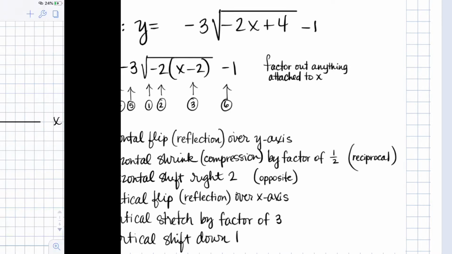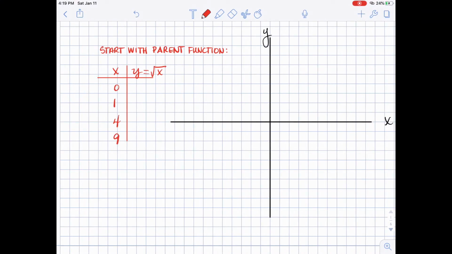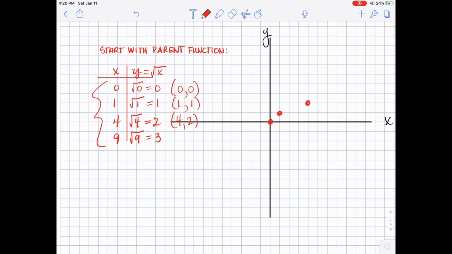So let's get started graphing this. First, we want to start with the parent function. I chose numbers that are perfect squares so that we would get nice numbers, and the square root of each one is as shown. Then we take the x value and the resulting y value and make ordered pairs out of them. So 0 gave us 0, 1 gave us 1, 4 gave us 2, and 9 gave us 3. I'm plotting these 4 points on the graph and connecting them with a curve. That is the parent function for the square root function.